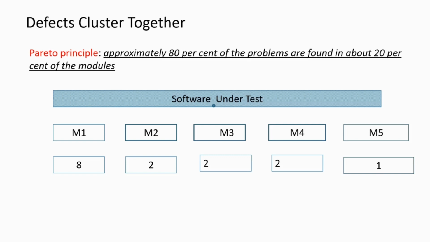More or less, it's not scientifically proven, and it's not something we can hard code, like 80% of the problems are found in 20% of modules. It can be 70-30 or maybe 60-40, but the essence is that the majority of the problems are coming from such a cluster, and we have to concentrate on the cluster in order to fulfill the testing needs.